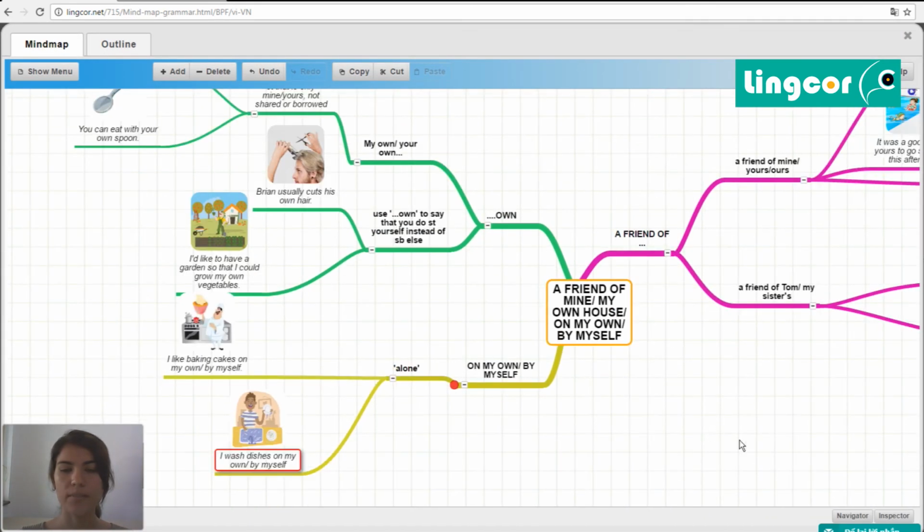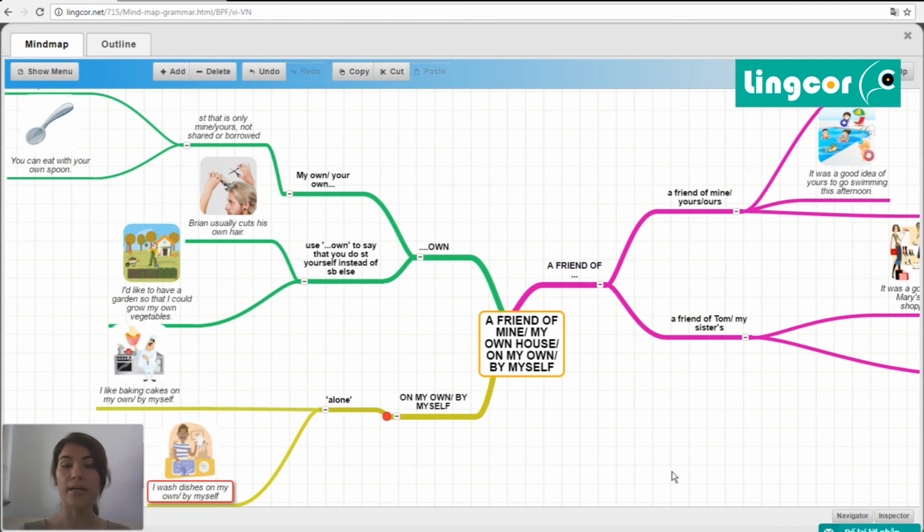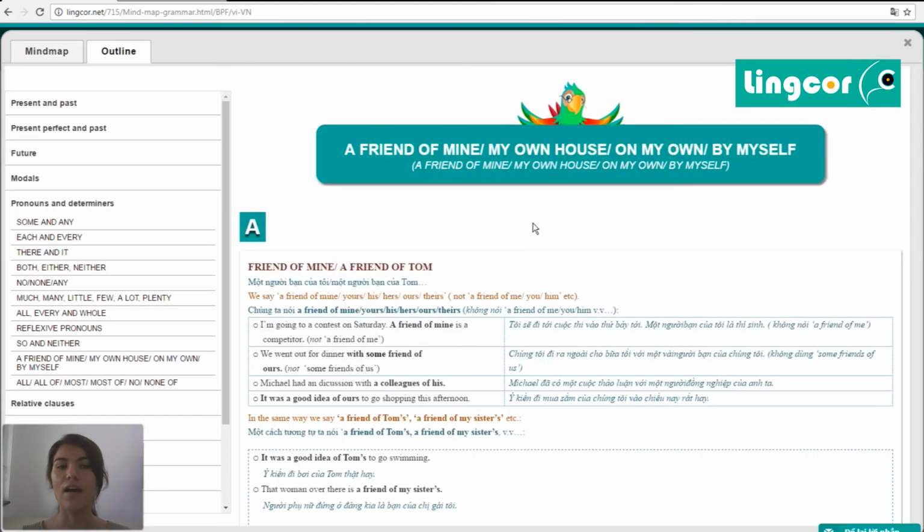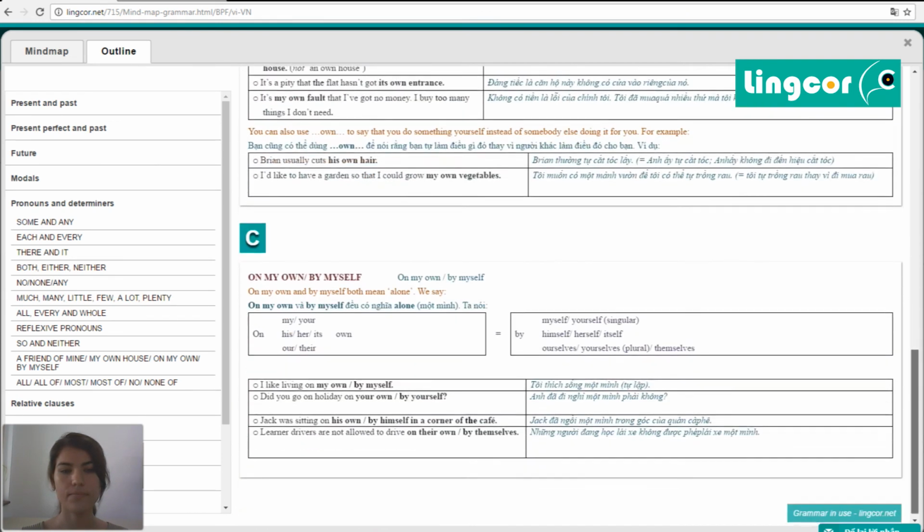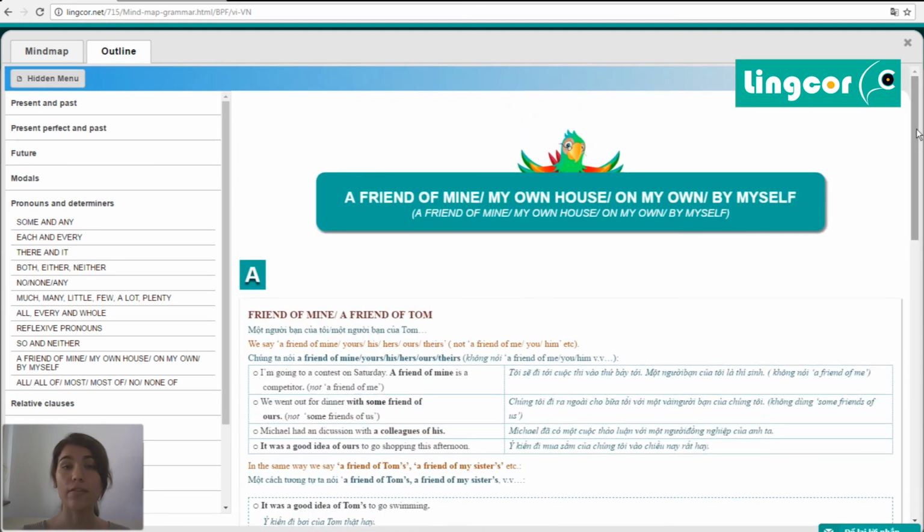Here is your completed mind map for a friend of mine, my own house, on my own, by myself. You can come back to this for your reference at any time. Now let's click here to find the outline. Here's the outline you can read through for more information and more examples of sentences. Once you're done reading through the outline, you can click here and take the test to test your knowledge on these concepts. In the next video, we're going to take the test together.